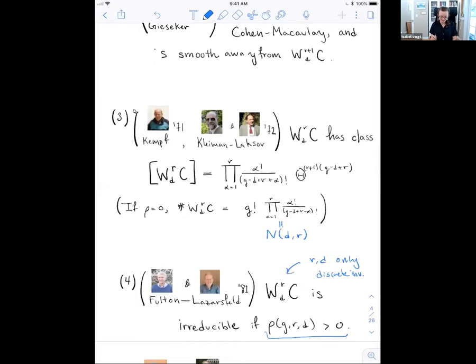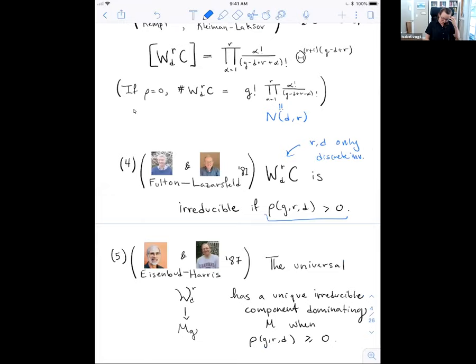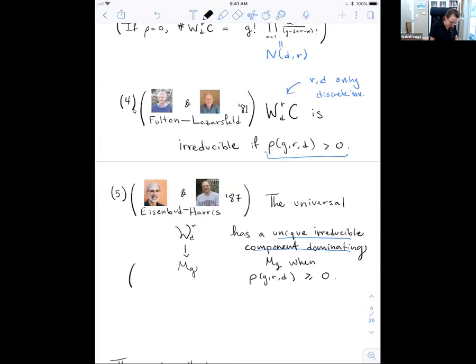But you can see it's not irreducible when rho is zero most of the time, by part three, because we can count how many points there are. But there is still a sense in which you can prove irreducibility, and that was proved by Eisenbud and Harris. You can look at the universal W^r_d over the moduli space of curves. When rho is greater than or equal to zero, this has a unique irreducible component that dominates M_g. When rho is positive, this follows from part four. And when rho is zero, that's really the interesting case, in which it's a generically finite cover of M_g. This statement is really saying that the monodromy is transitive.